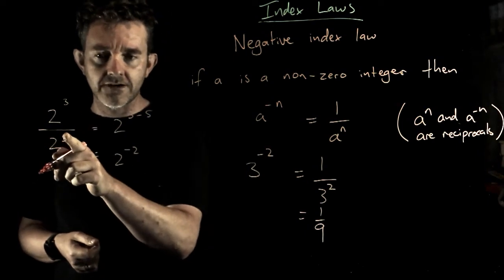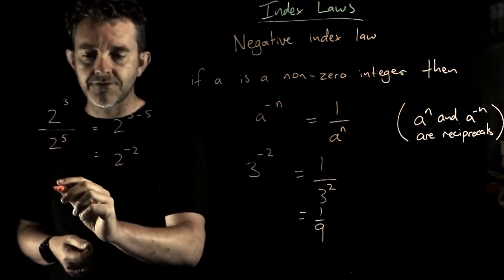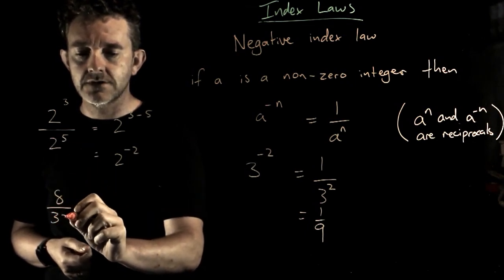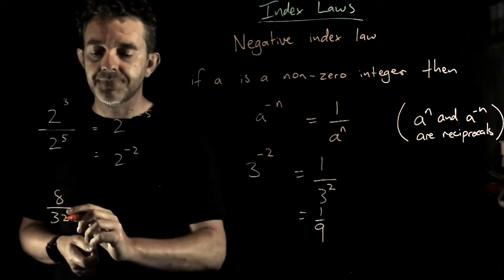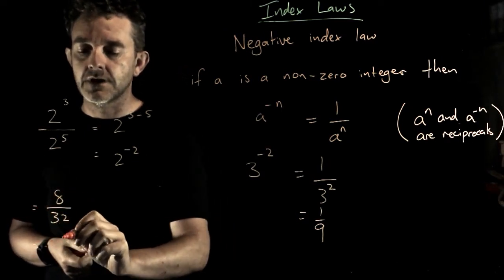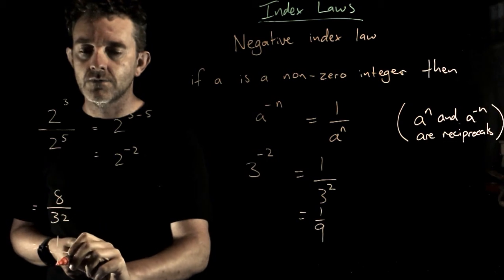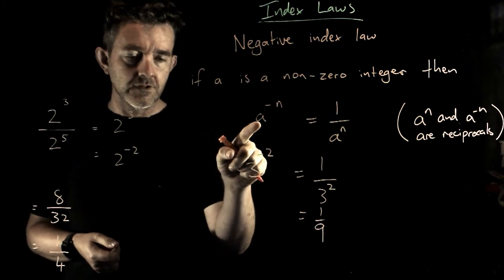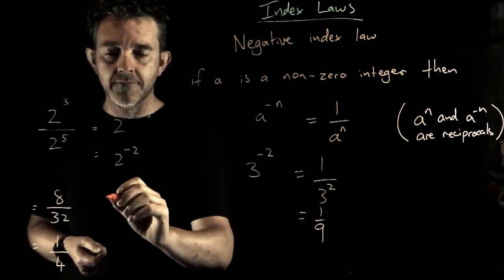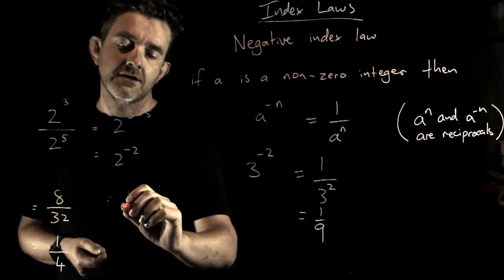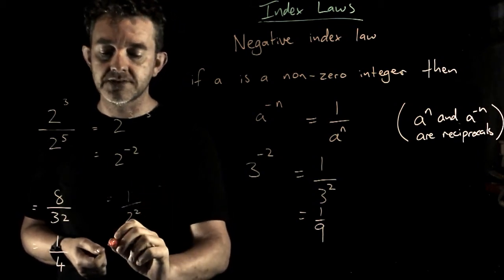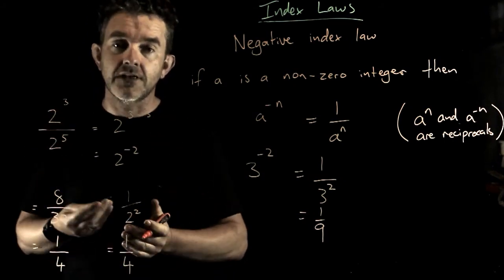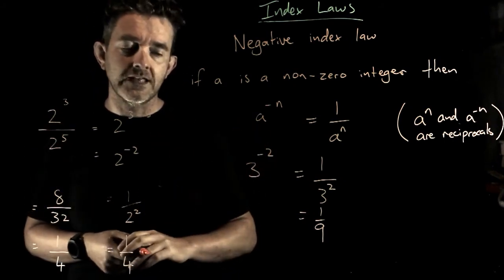If I look at what I've got over on the left, 2 to the power of 3 is 8, 2 to the power of 5 is 32. If I simplify that, that's equal to 1 quarter. Back to this one, if I follow this rule, a negative 2 means that's the same as 1 over 2 squared, which is equal to 1 quarter. So you can see I've shown that those are equal, and this will work for anything.